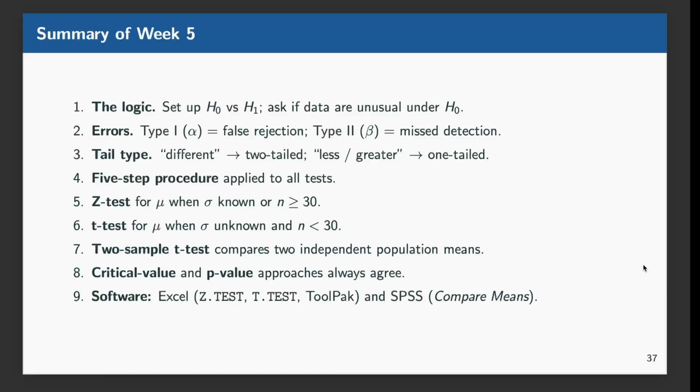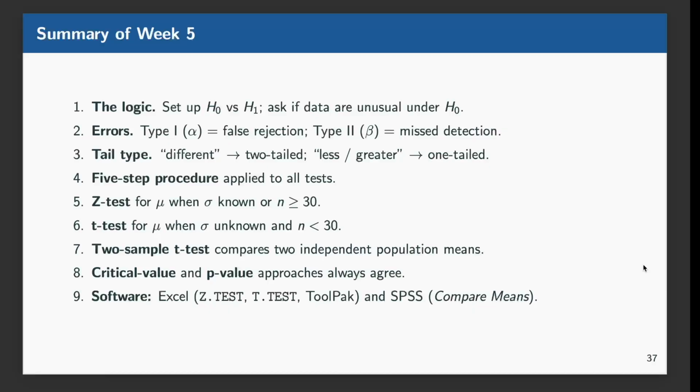We used the z-test when sigma was known or n was 30 or more, and the t-test when sigma was unknown and n was below 30. We extended this framework to comparing 2 independent means at once. We confirmed that the critical value approach and the p-value approach always agree with each other, and we ran all of it in both Excel and SPSS.